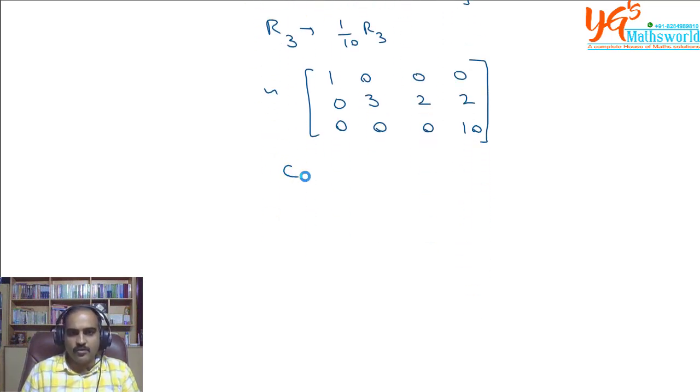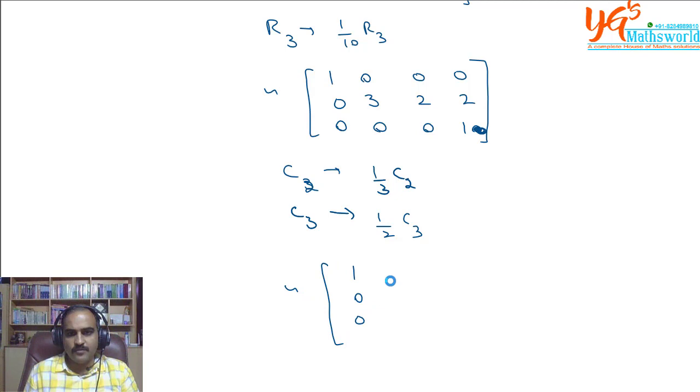Now on column C2 I can use 1 by 3 C2, as well as on C3 I can use, sorry, it should be 1 because I have divided by 1. On this C3 I can do 1 by 2 of C3. So the elements now are 1 0 0, 0 1 0, 0 1 0, 0 2 and 1.